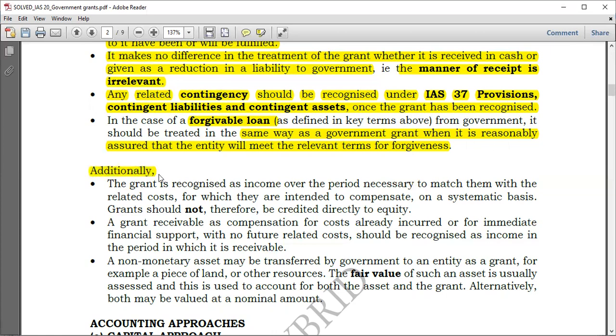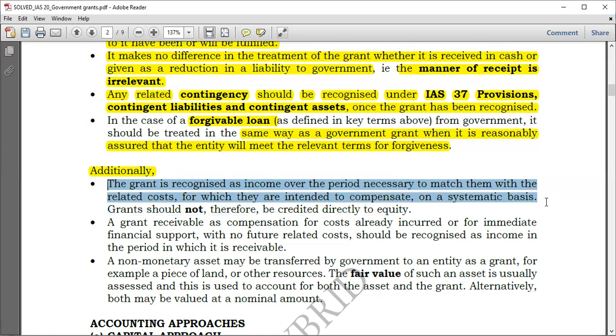The theoretical part is usually very useful because it has some practical elements. So additionally, the grant is recognized as income over the period necessary to match them with the related costs, for which they are intended to compensate on a systematic basis.